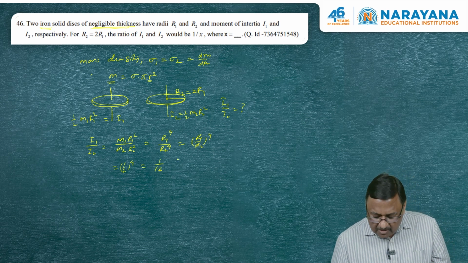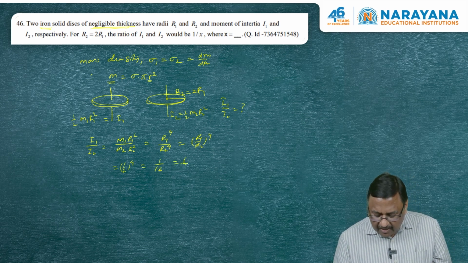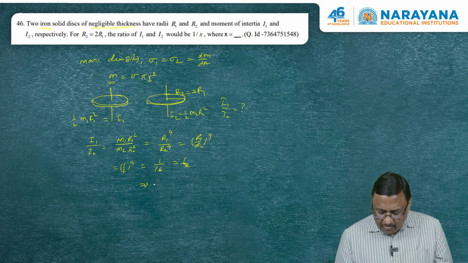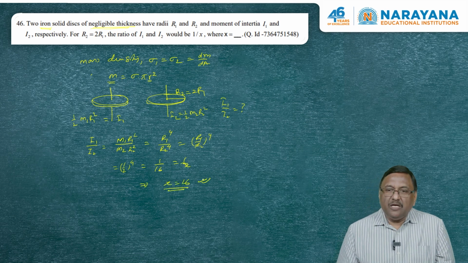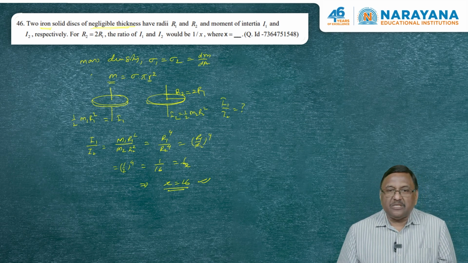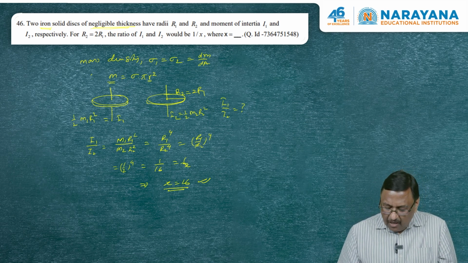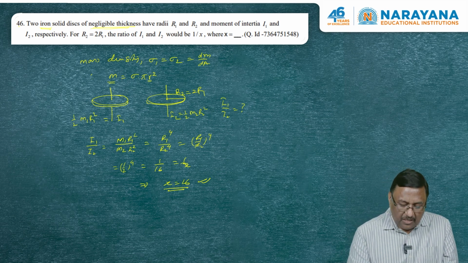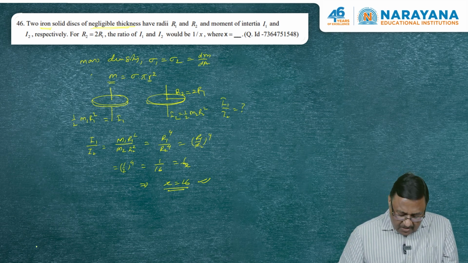He's asking what is the value of x in 1 upon x. So if I write 1 upon x from here, very obvious, x is equal to 16. So this is going to be the right answer for this question. So for question number 46, the option should be 16. I hope all of you can solve this question. It is also a very simple question, just formula based. Let us go for the next slide now.